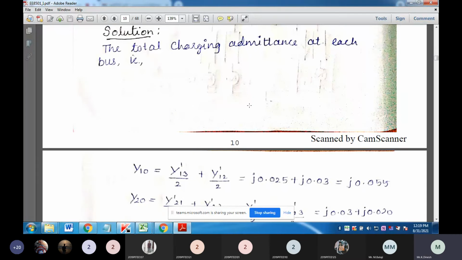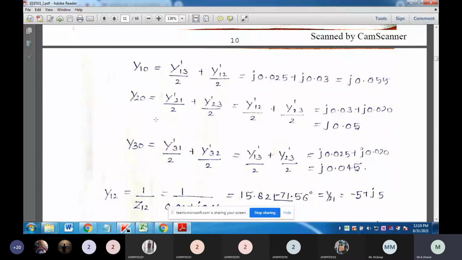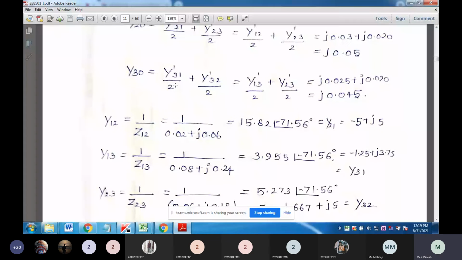So that comes to J0.055. Similarly, Y20 and Y21, Y23 by 2. So the values given are J0.03 plus J0.02. So you are getting J0.05 per unit, and 30, 31, 32. So you are getting J0.045.